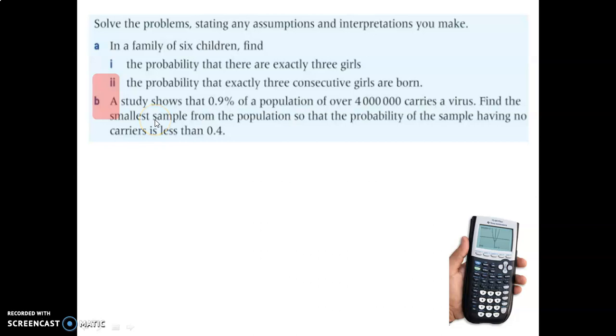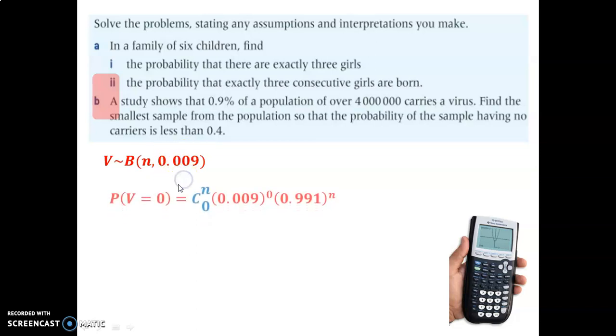In other words, it's not telling you how many trials are being run, because each time you take a person from the population, it's like 1 trial. So 1 person, 1 person, 1 person. It doesn't say how many. We want to see what's the smallest number of trials we can take. So here's our binomial distribution. Virus carriers are distributed binomially. We have an unknown number of trials, and the probability is 0.9%, which turns into 0.009 as a decimal. That is the probability of having a virus carrier.